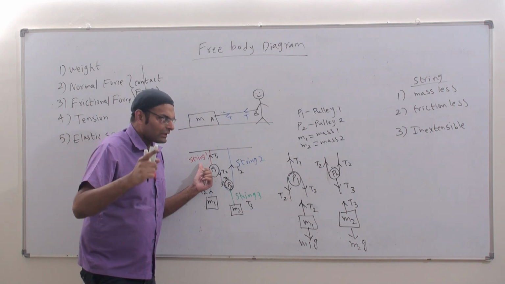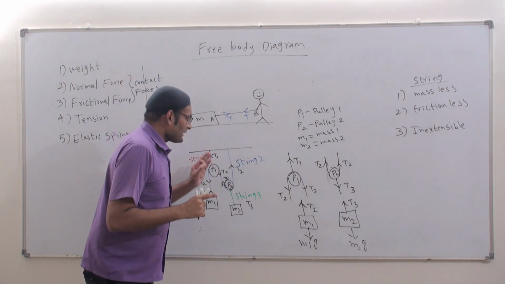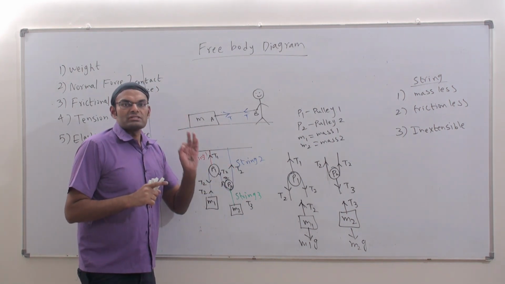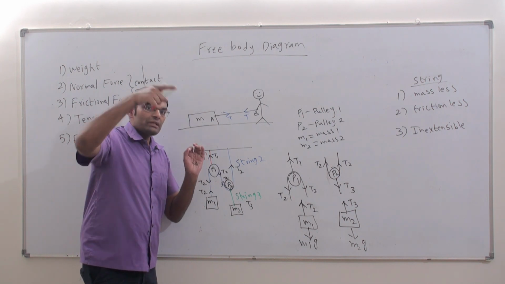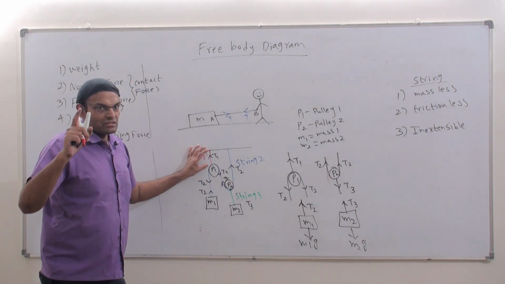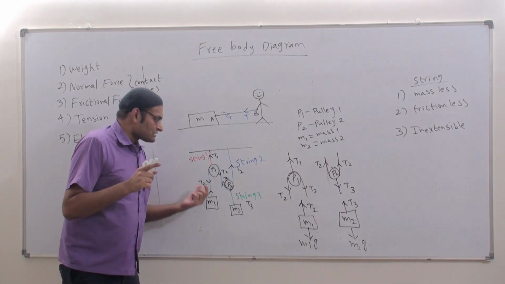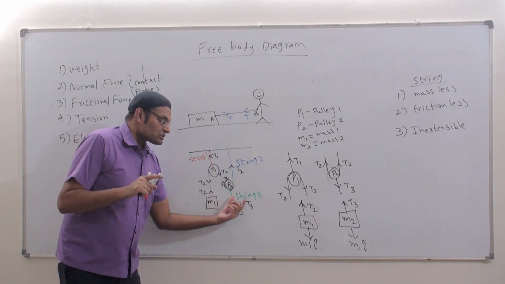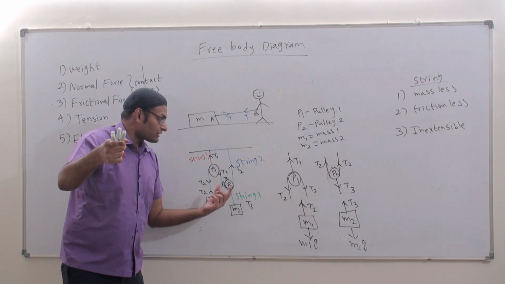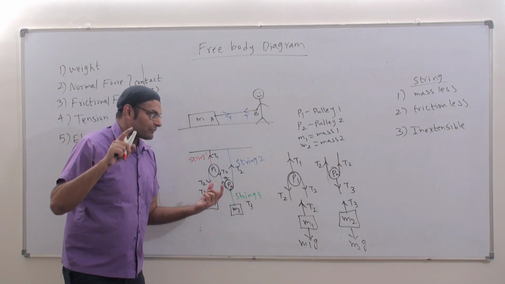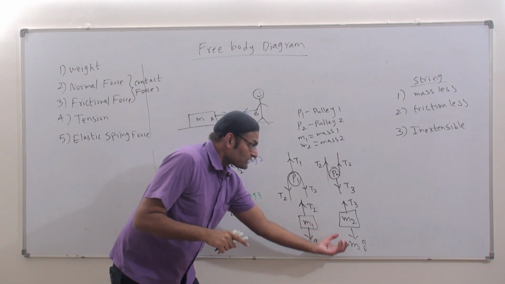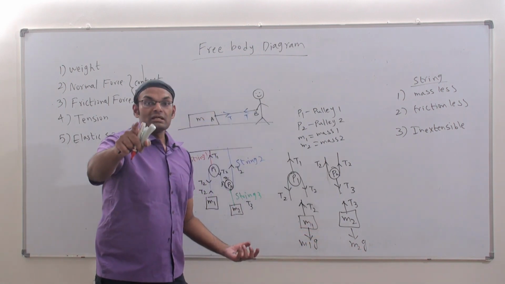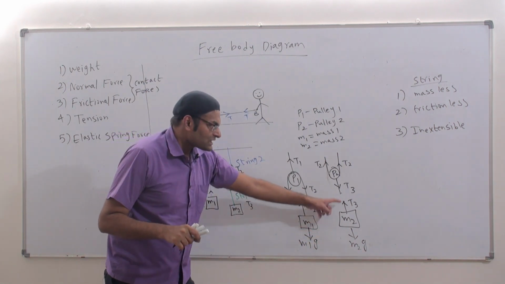As I have repeated again and again, when you have a massless and frictionless string, the tension would be the same. Since string 1 is massless, it has a tension of T1. String 2 is also massless and frictionless, so it has a tension of T2. String 3 is also massless and frictionless, so the tension is T3. Now how about M2? M2 into G is the weight of the object, and tension is T3.